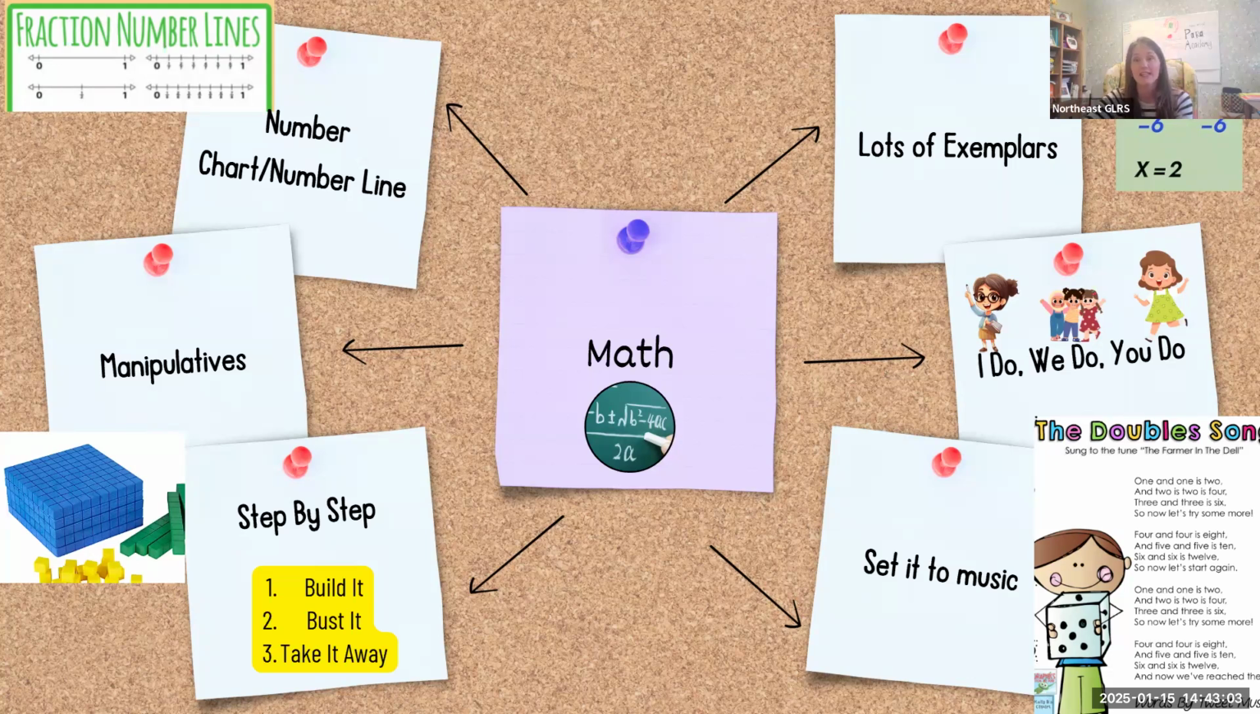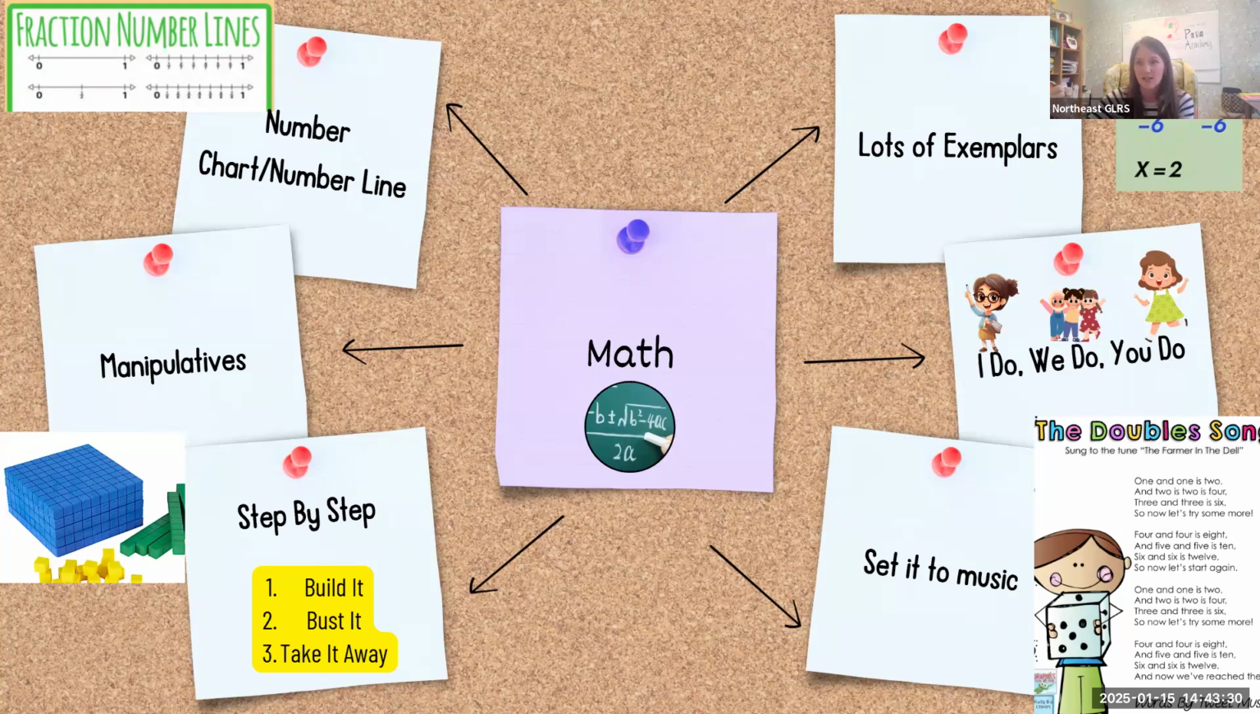Also, what we did was we created a chant for our students. And our chant was, build it, bust it, take it away. I apologize for my musicality. But because we would have that chant ready for our students, that then opened up those schema pathways in their mind to attach that learning to something that they already knew.